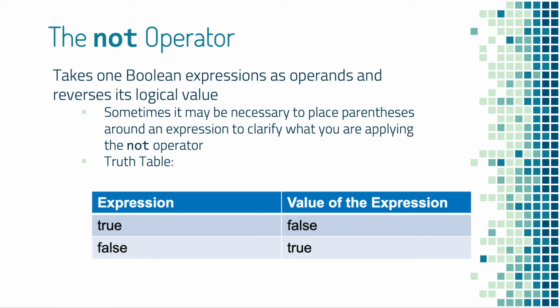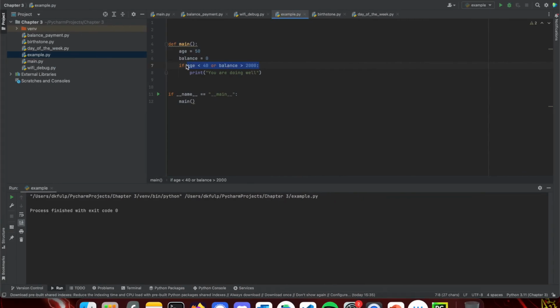Now we move on to the not operator. The not operator basically just flips things. So if you have an expression and you put the word not in front of it with parentheses around that expression, it will just change that from true to false or false to true. So if I come back over here and I put the word not and put this in parentheses, before it was false, so it didn't actually run anything, because age is 50, which is not less than 40, and balance is 0, which is not greater than 2,000.